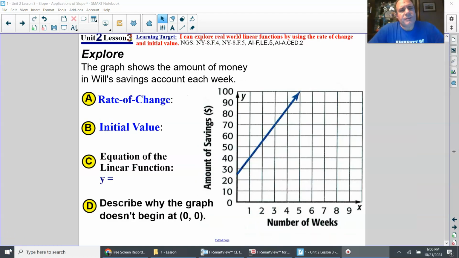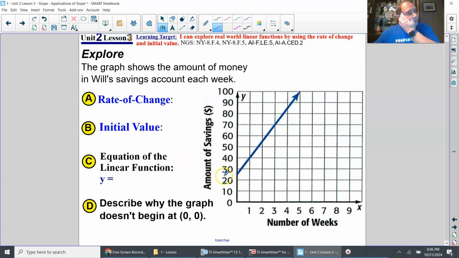Okay, the graph shows the amount of money in Will's savings account each week. So we're going to talk about the rate of change and initial value. So right here is the initial value. I'm going to say that is $25. It's in between the 20 and the 30, so I'm guessing it looks like it's 25. The rate of change, I'm going to put this point down, and then I'm going to look for another perfect point, which is this one.